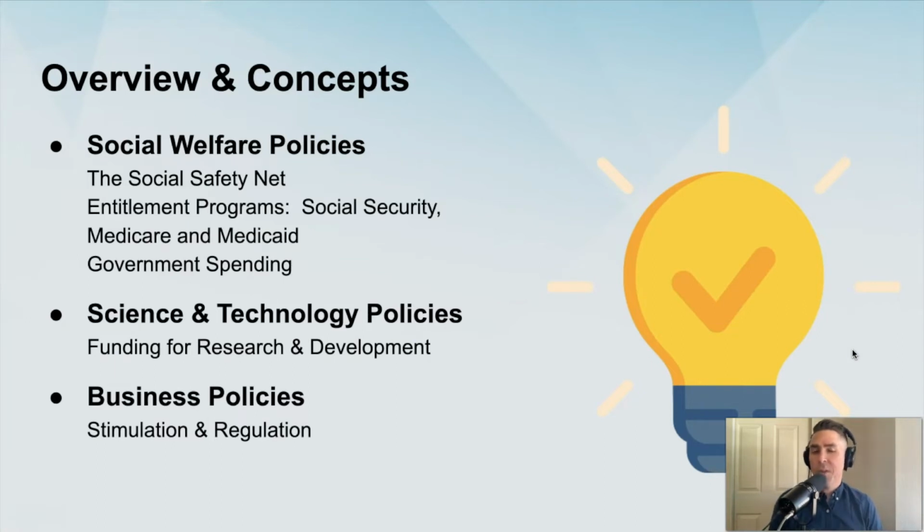So some of the things that we're going to talk about are these ideas about social welfare policies. Now, when we talk about social welfare, we're talking about ways that the government can help people who are maybe high need. And so we're going to be looking at this concept of the social safety net and what that means. We're also going to be exploring a few different entitlement programs. So you're going to be familiar with that term as well. Things like Social Security, Medicare, Medicaid, these are big sources of government spending. Those three programs account for about half of the government spending every single year. So they're really big and they're really important.